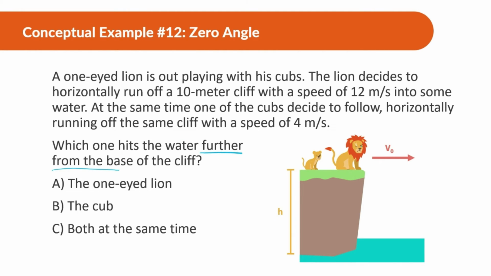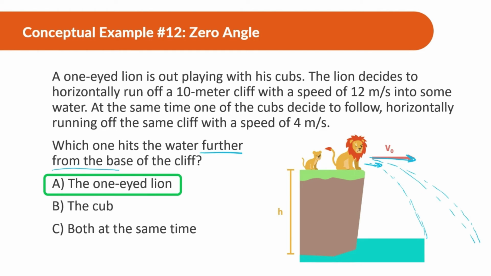Okay. And you might be thinking, well, they're both going to hit the water at the same time. So if they're going to be hitting the water at the same time, aren't they going to be the same distance away from the cliff? And maybe that's okay thinking. But what we should know is since the lion is going faster horizontally, it's going to be going much further out, while the cub isn't going that fast horizontally, so it won't go as far out. So since the lion's going much faster, even though it hits the water at the same time, it'll be much further from the cliff than the cub.